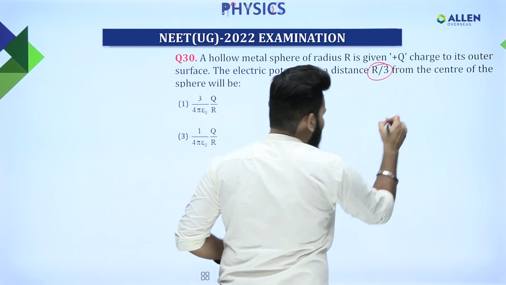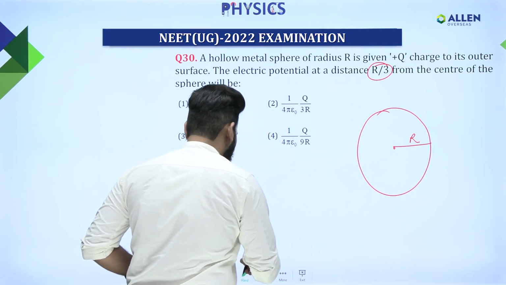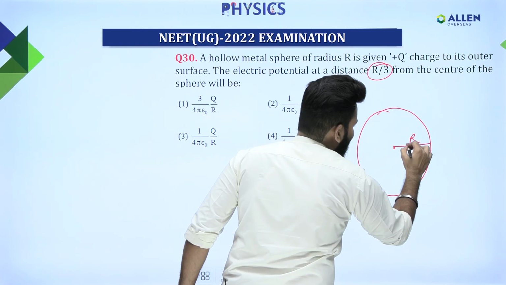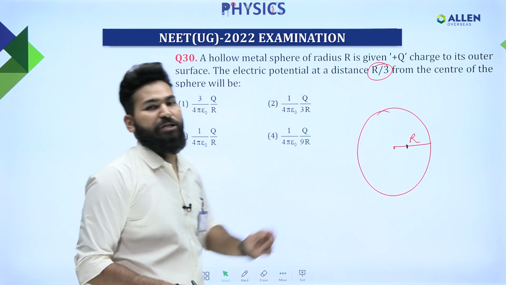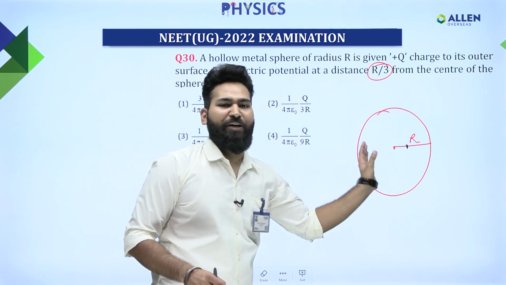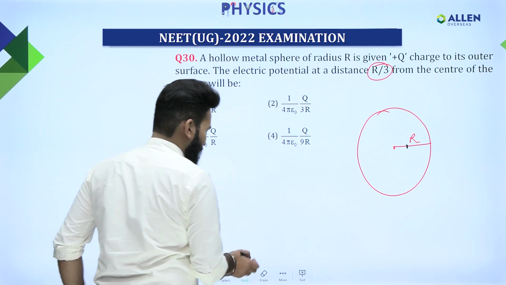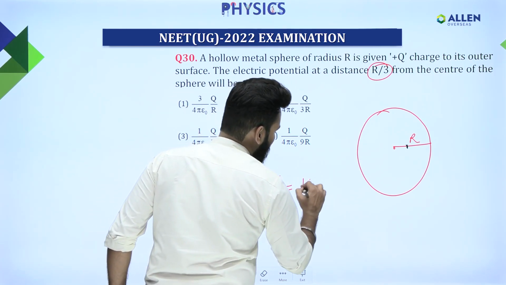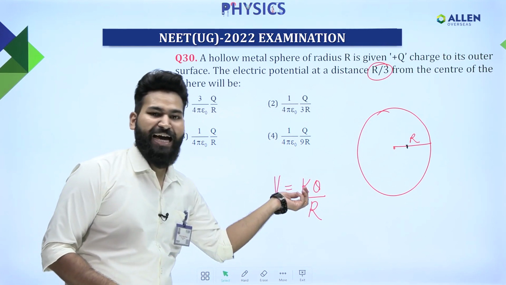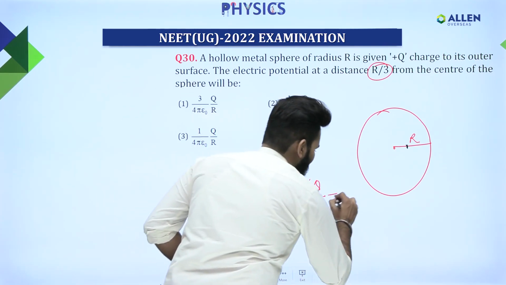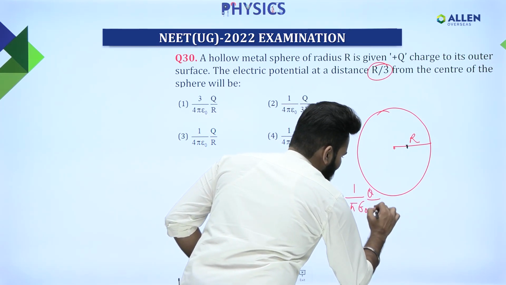So if this is the sphere of radius r, I have to find the potential at a point which is at r by 3 distance. That means it's an inside point. So the potential will be the same throughout the sphere and equal to the potential at the surface. So the potential at the surface will be V equals kq by r. In the options this k is written as 1 upon 4 pi epsilon naught, so it will be 1 upon 4 pi epsilon naught times q divided by r.